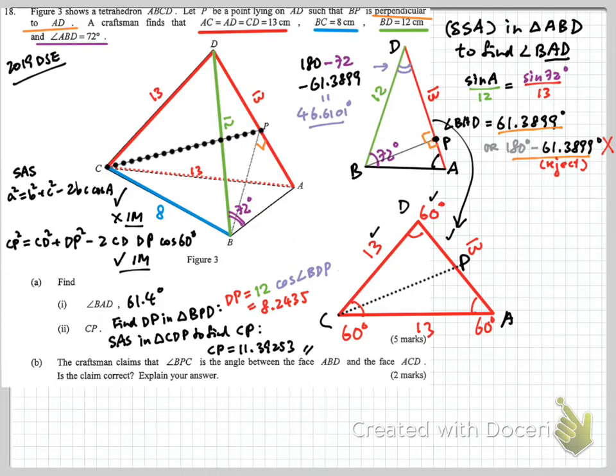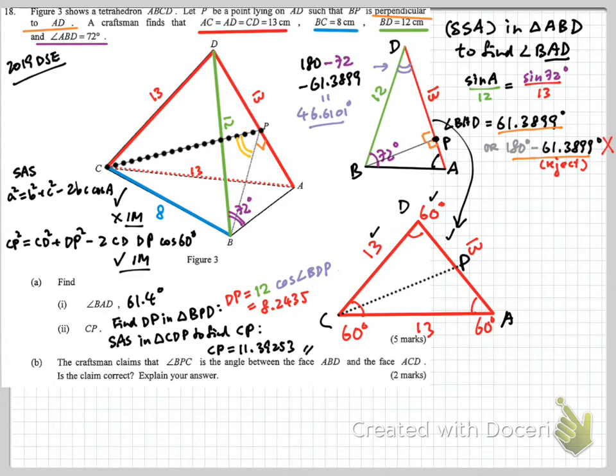Anyways, that is part A. That is the majority of the question. Part B is level 5 stuff. The craftsman claims that angle BPC is the angle between the two faces. So angle BPC will be this yellow angle. Now, in order for the yellow angle to be the angle between the two faces, it needs to be a right angle on both lines.